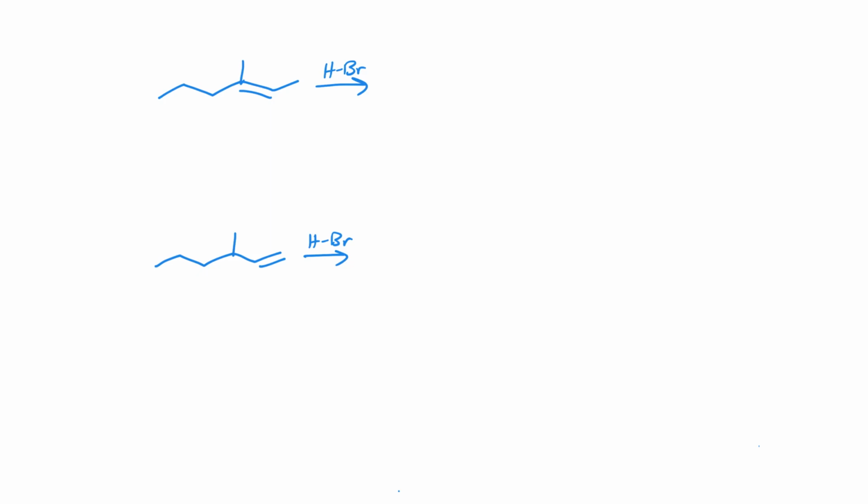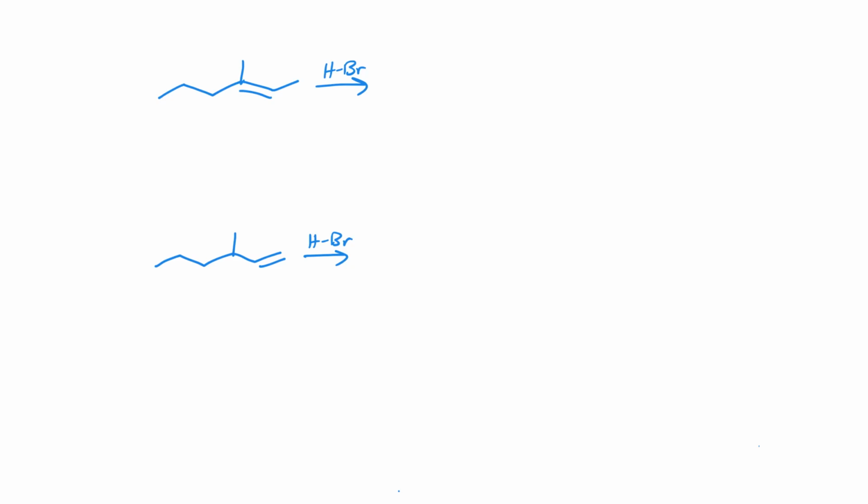Let's take a few minutes to discuss hydrohalogenation. As you learned from the text, alkenes are good nucleophiles. They are a source of electrons here with the pi bond, and we can use a hydrogen halide, in this case HBr, hydrobromic acid, to protonate the alkene and form it into a cation.